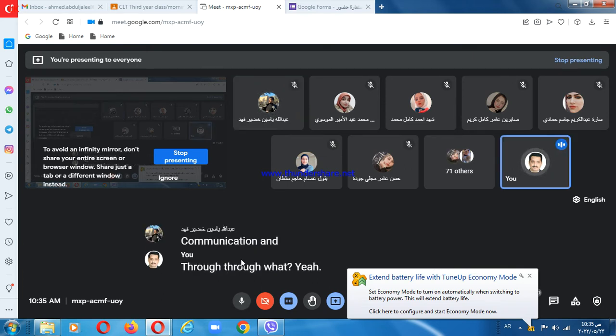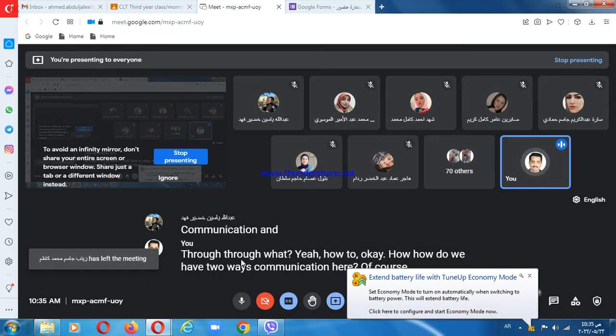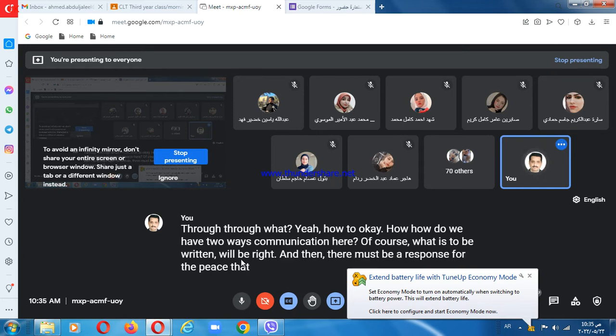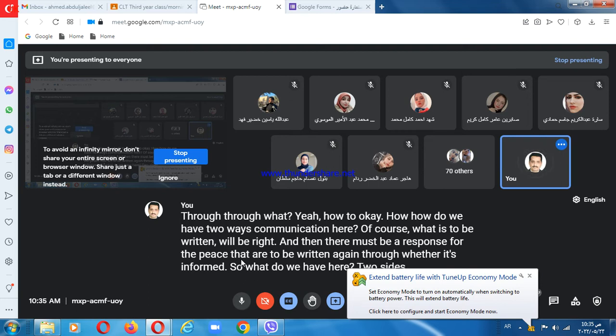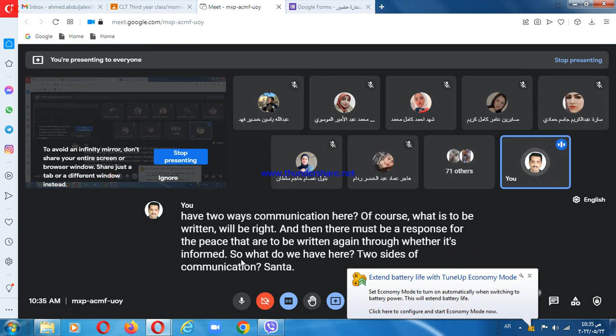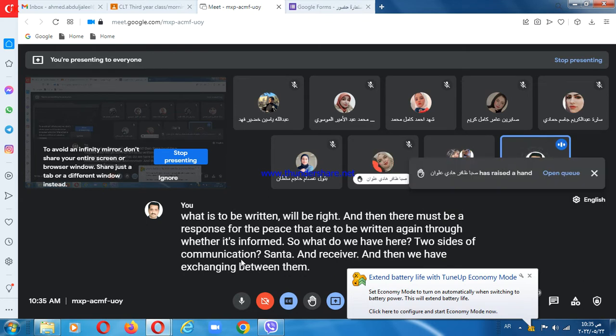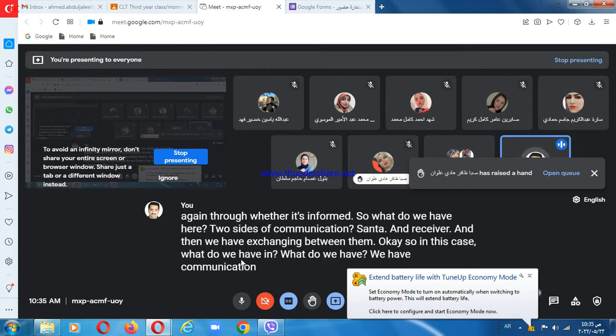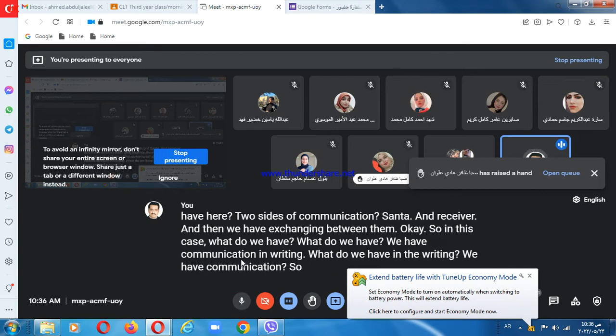How do we have two-way communication here? Of course, what is written will be read, and then there must be a response to the piece that was written, again through the written form. So what do we have here? Two sides of communication, sender and receiver, and an exchange between them. We have communication exchange in writing. So is that okay up to this point?